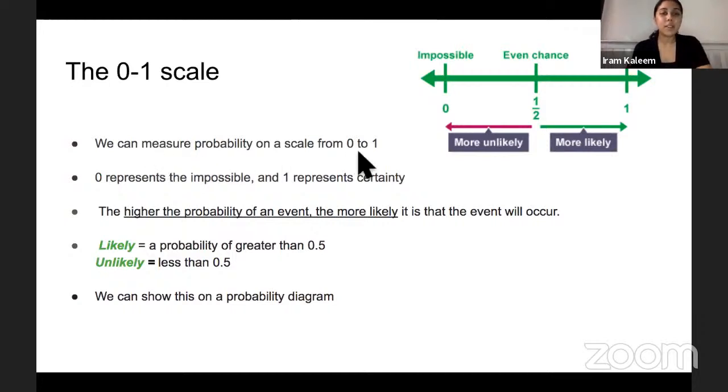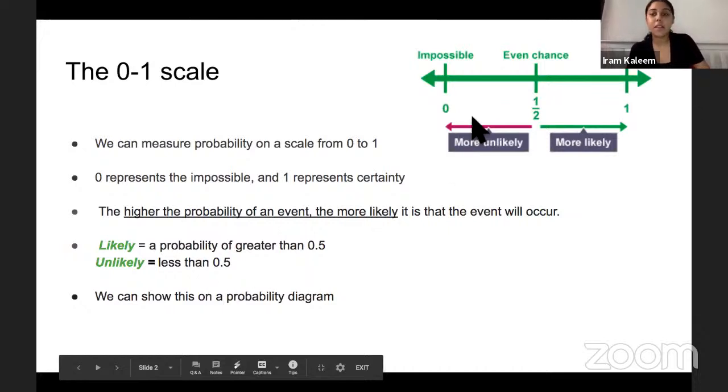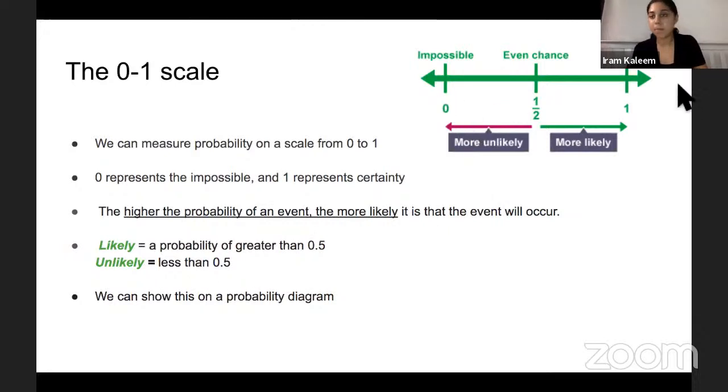We measure probability on a scale from 0 to 1, as we said. If it's lying on this side of the scale, it's more unlikely, and if it's lying on this side of the scale, the probability is more likely. So 0 represents the impossible and 1 represents certainty. Remember, the higher the probability of the event, the more likely it is that the event will occur. Anything that we say is likely has a probability of greater than 0.5. Anything unlikely has a probability of less than 0.5. And we can mark this on a diagram like so.